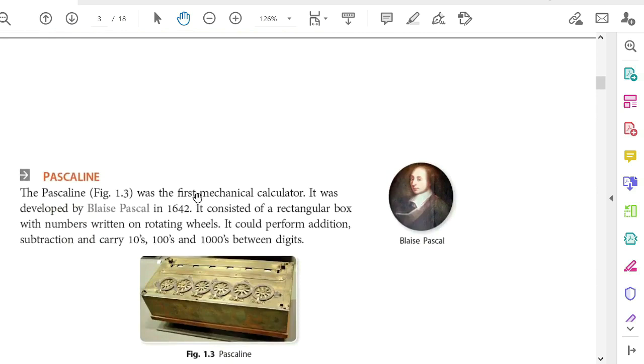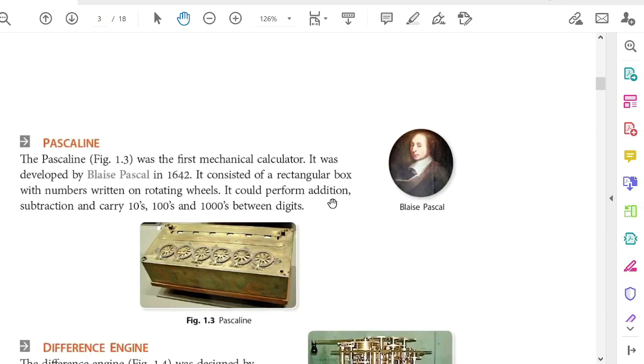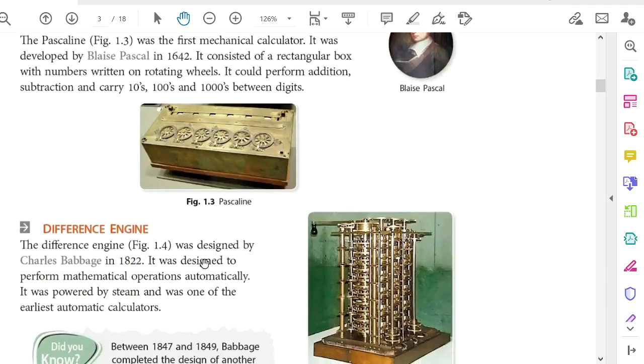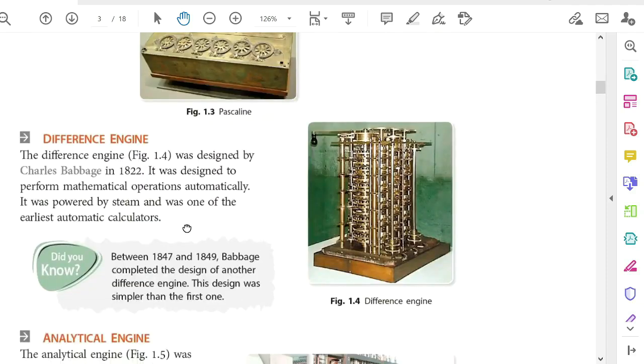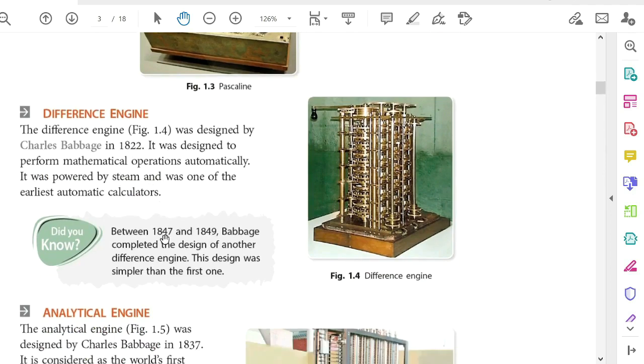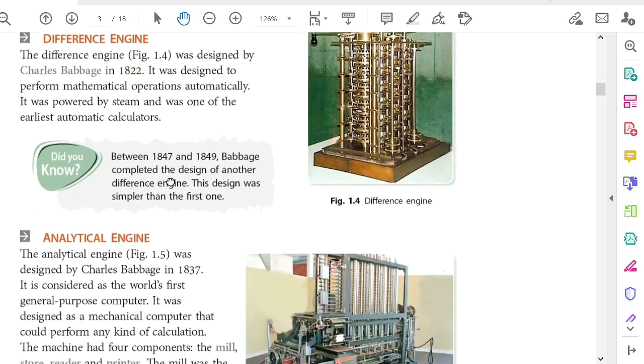Then Pascaline was the first mechanical calculator. It is very important. It was developed by Blaise Pascal in 1642. This was used to do addition and subtraction. Then difference engine. The difference engine was designed by Charles Babbage in 1822. It was used for mathematical calculation automatically. Between 1847 and 1849, Babbage completed the design of another difference engine, that was the second difference engine.